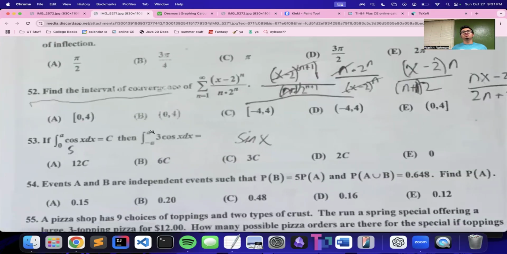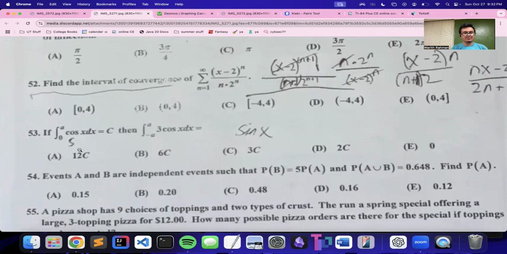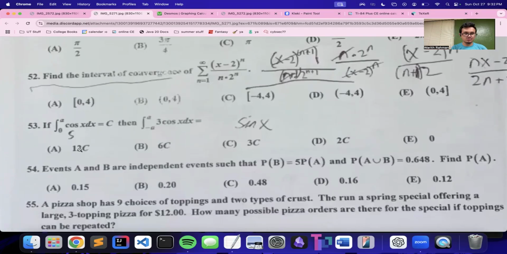53 just goes back to the whole idea of even functions that I mentioned earlier. Because an even function is perfectly reflective, the integral from 0 to a is equal to the integral from negative a to 0. So for instance, in this function here, we know that the integral from 0 to a of cosine x is c. So if we reflect it over so that we get the negative a over to 0, we also know that's c.